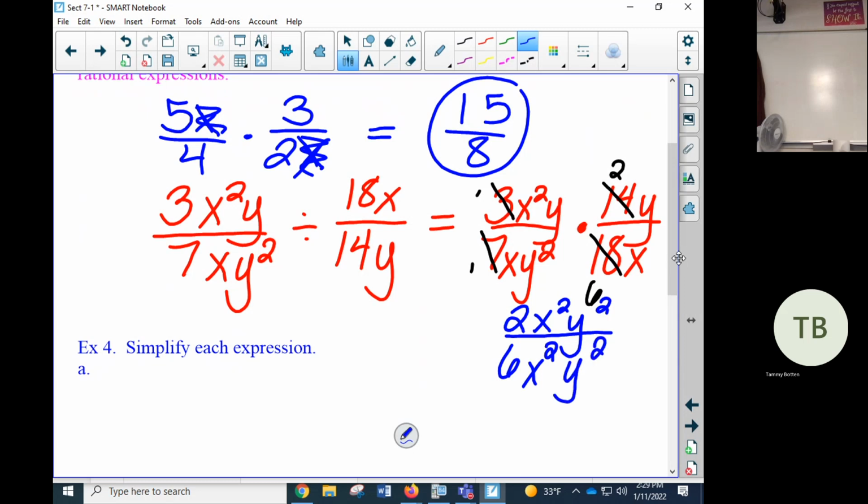Okay. Now I just made this up, but don't my x's all cancel? And don't my y's all cancel? And then what happens with the 2 and the 6? 2 over 6 would reduce to 1/3. That would be your answer.